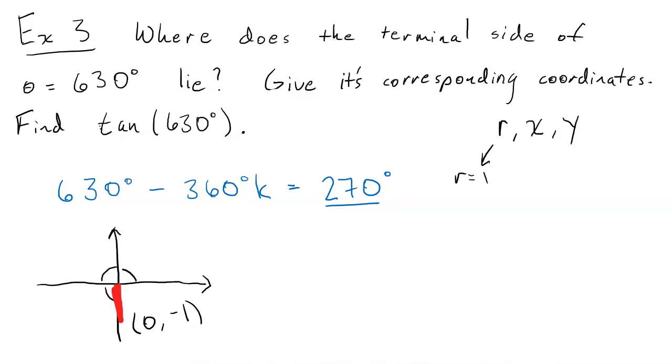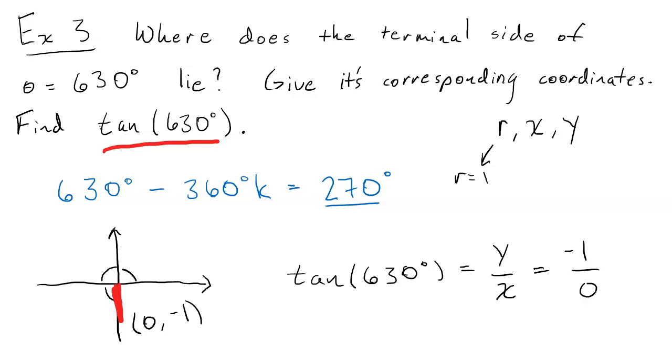Okay, so now that we have our coordinates, we can look at the function tan of 630 degrees. Tan is opposite over adjacent, but in our new coordinates, opposite is y and adjacent is x. So tan of 630 degrees is equal to y over x, which is equal to negative 1 over 0. Now this is a problem, right? We have something being divided by 0. So our answer is that tan 630 degrees is undefined.